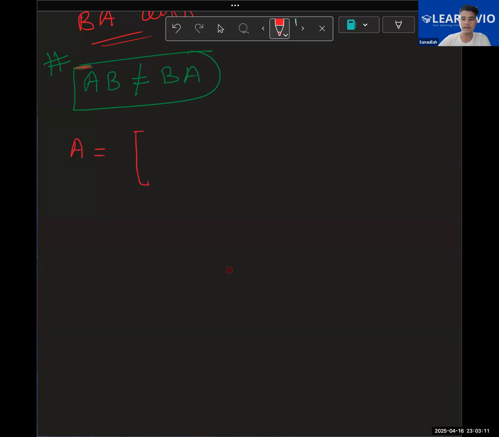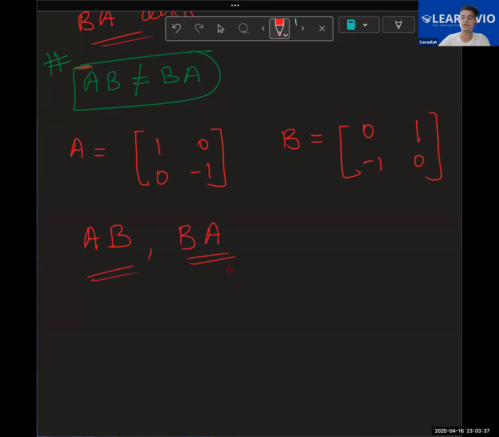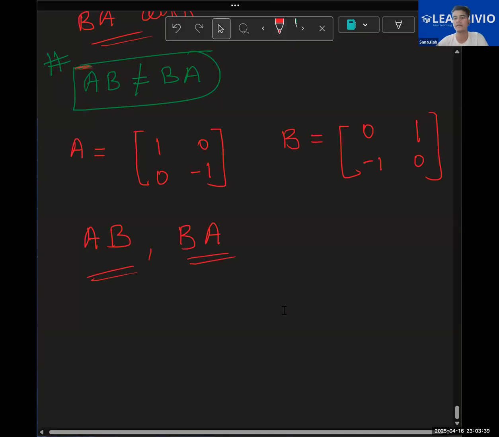Let's say I have A = [1 0; 0 -1] and B = [0 1; -1 0]. तो इसको आप क्या करो, AB फाइंड करो, A इंटू B फाइंड करो और B इंटू A फाइंड करो. ये दोनों फाइंड करके मेरे को बताओ कितना आ रहा है आपका मैट्रिक्स.